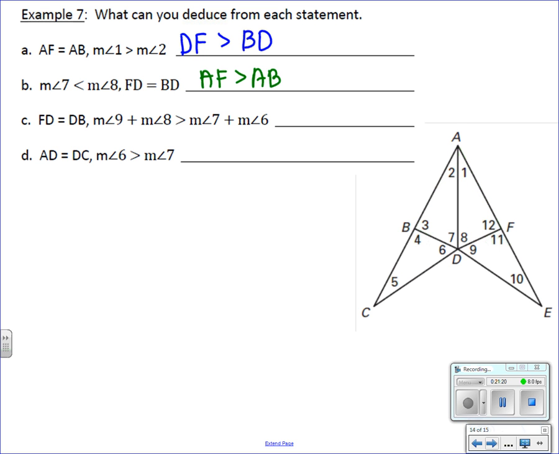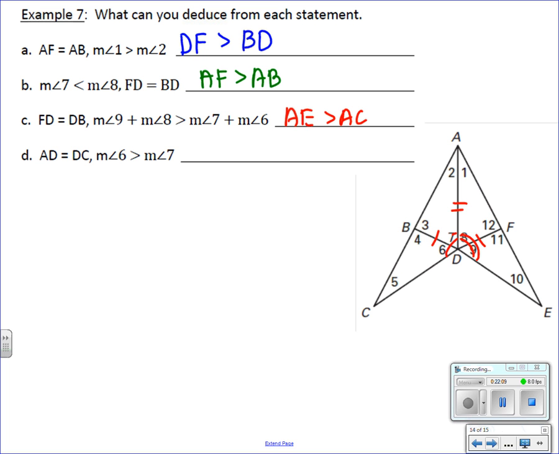C. FD is equal to DB. But 9 and 8, so this is going to be greater than 7 plus 6. Let me mark that with 1. So angle ADE is larger than ADC. So what I can conclude, since this side is in common, I know that 8 is going to be greater than 7, so I know AE is going to be greater than AC. AE is greater than AC.